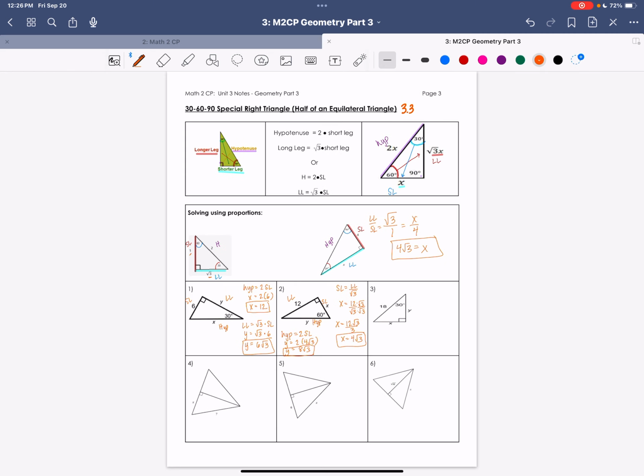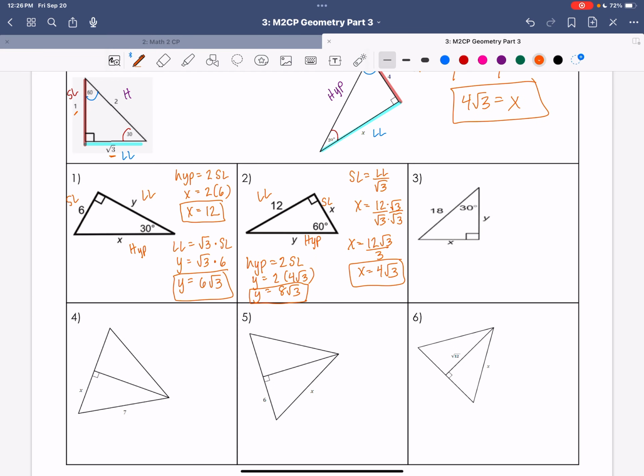I want you to go ahead and try these other ones. And remember, label your sides, and then write the formulas to help you out. So if you did 3 correctly, you should get x is 9, y is 9 root 3. If you did 4 correctly, you should get x is 7 over 2. If you did 5 correctly, you should get x is 12. And if you did 6 correctly, you should have gotten x equals 4.